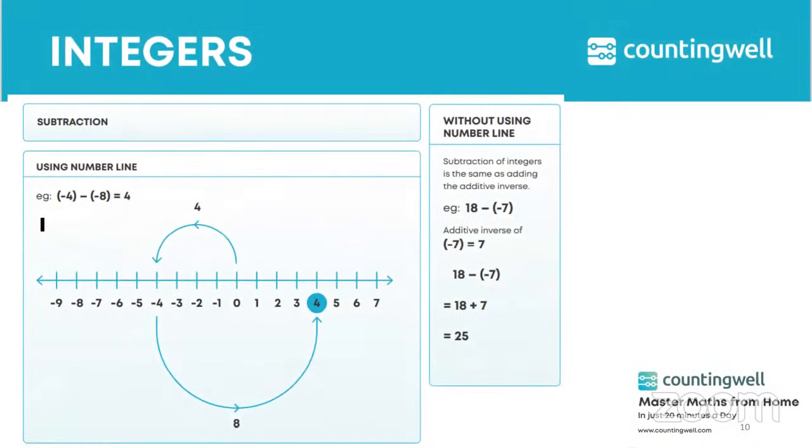Let us see for subtraction. We know for subtraction we move backwards. First of all, we have to locate minus 4, which is 4 units to the left of 0. So here we have minus 4. Then we are subtracting minus 8. Correct? So we are moving backward.